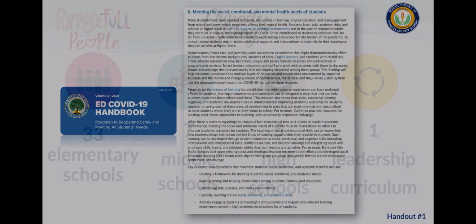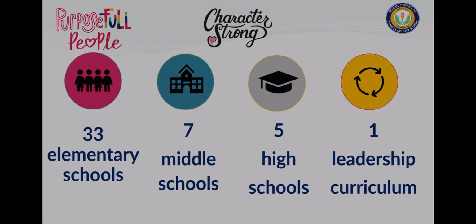In fact, we started early this year by looking at the program called Character Strong. Character Strong has a purposeful people component, which is for our elementary students. Presently, we bought that for every elementary school. There are varying levels of implementation and exploration of that program. We've purchased it for 7 middle schools, 5 high schools, and we've also purchased 1 leadership curriculum, which we hope to expand into our Safe Promise clubs in the future.